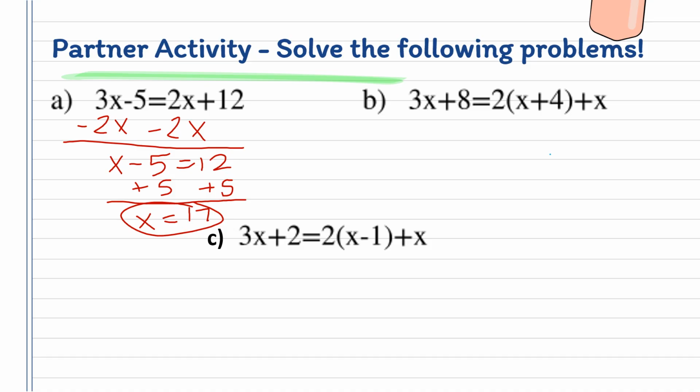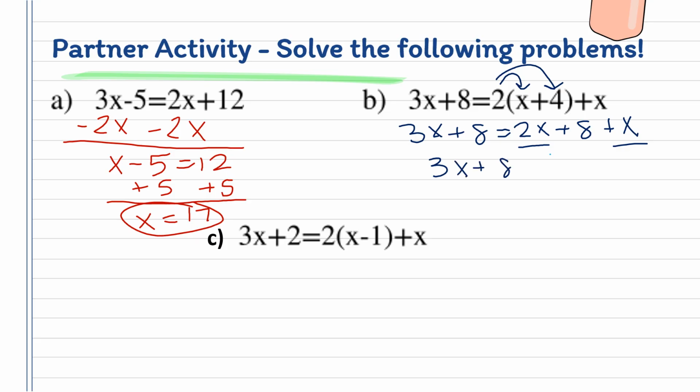All right, B, I see I have this group here, so let's multiply in the 2. When I do that, I'm left with 2x plus 8 plus x. I'm going to add these two together. I'm still solving for x, so let's bring over the 3x. These x's go away, so I'm left with 8 equals 8.